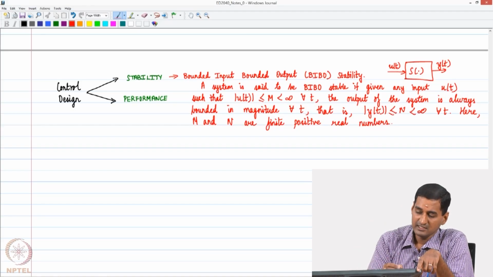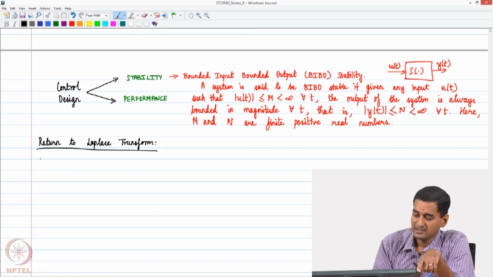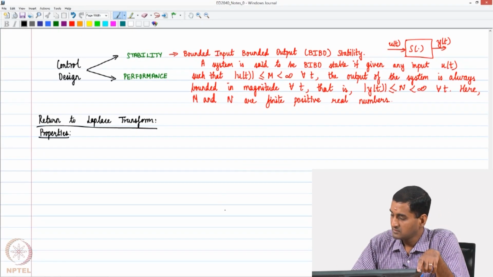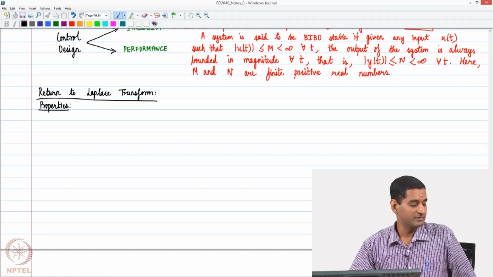So, now let us come back to Laplace transform. We learned what is the definition of the unilateral Laplace transform. So, now let us look at some properties which we are going to use.